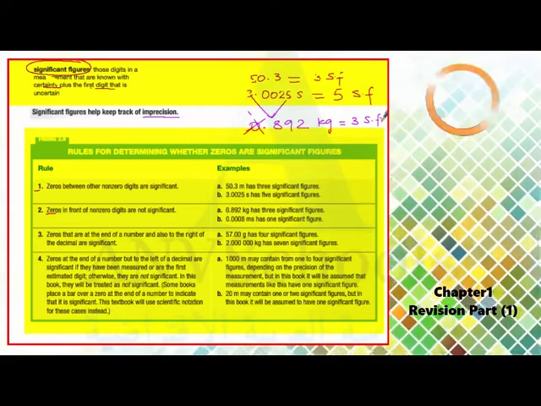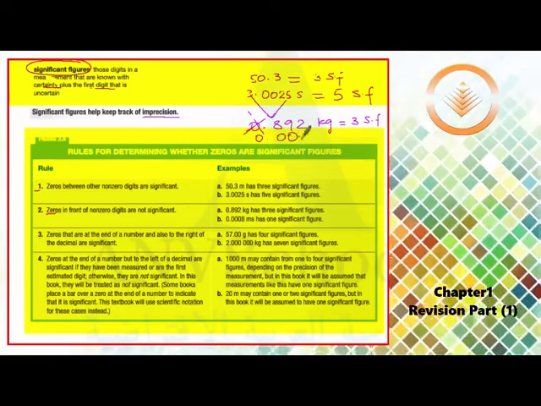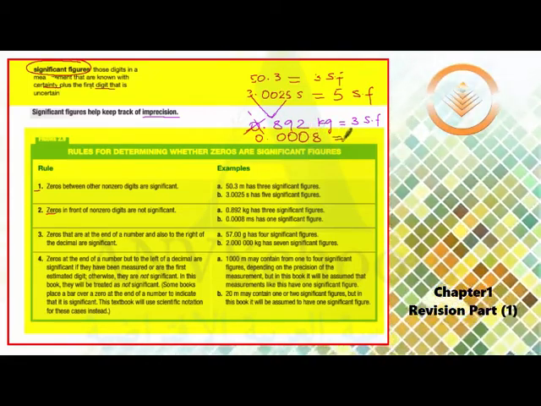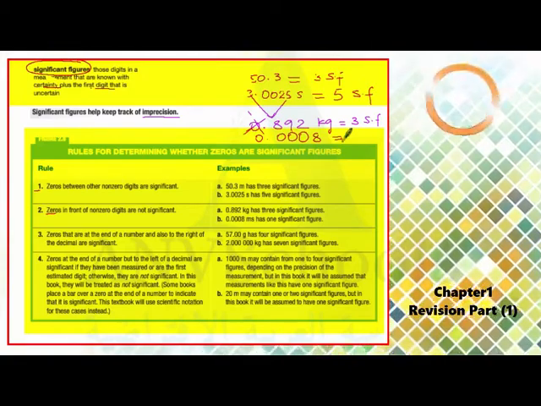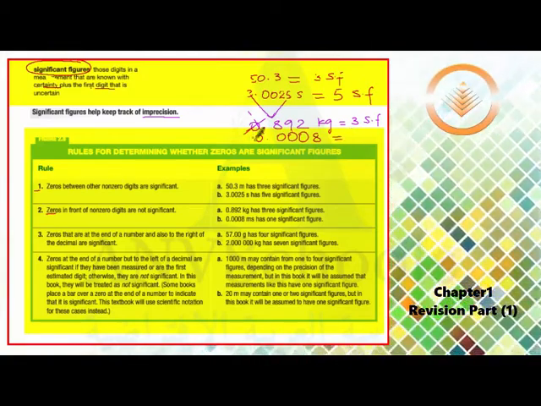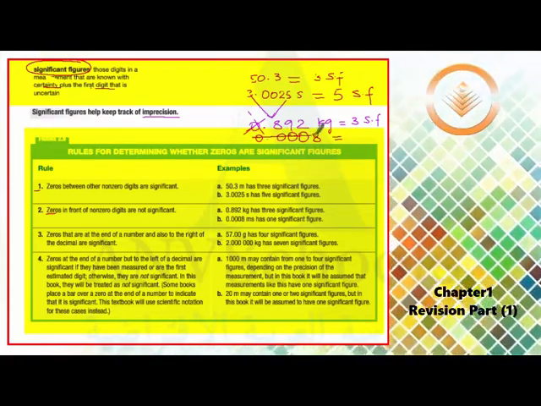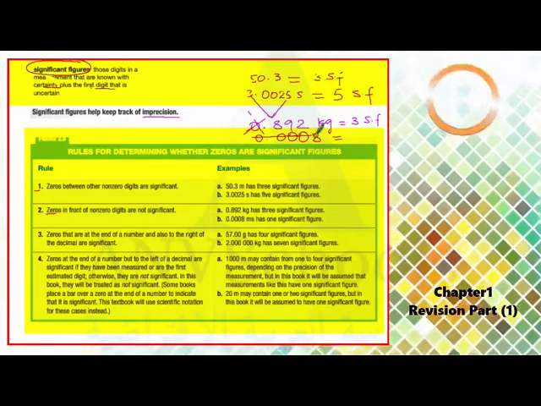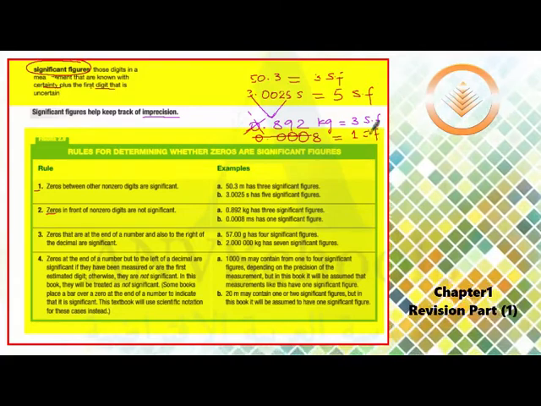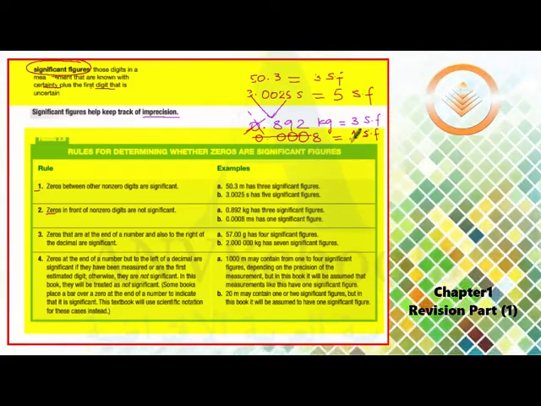Let me give another example. If you have 0.0008, in this case we don't have any number in front of these zeros. So all these zeros are not significant. We have only one significant figure or one significant digit.